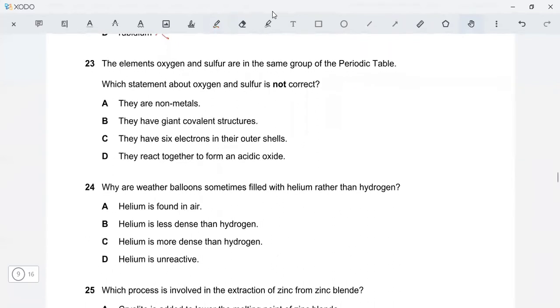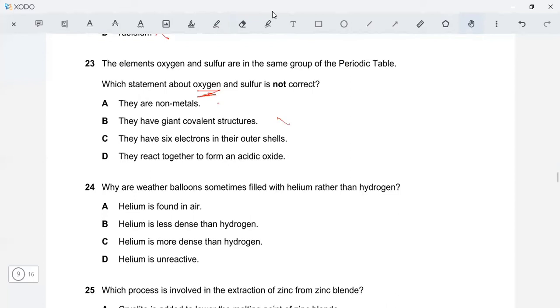Question 23. The elements oxygen and sulfur are in the same group of the periodic table. Which statement about oxygen and sulfur is not correct? You have to find the incorrect statement. First option: they are non-metals. Second option: they have a giant covalent structure. Of course, oxygen cannot form a giant covalent structure. Sulfur, can it? Yes or no? They are non-metals, so this is a correct statement. You have to find the incorrect one.